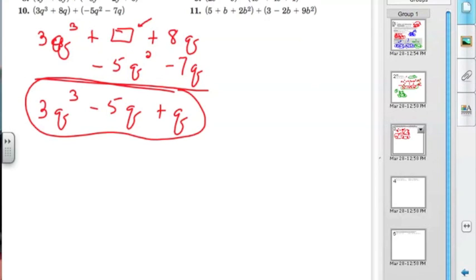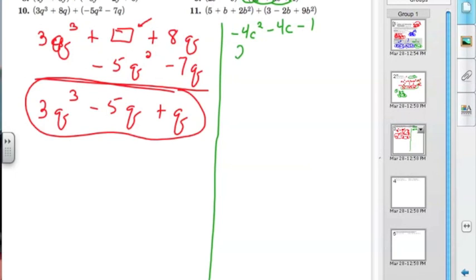Okay, so we'll do number 9, because that's a nice big distributive property there. We look at that negative because we're subtracting that second term. So this is going to distribute all the way through. So we have negative 4c squared minus 4c minus 1. And then I bring the second term down underneath. So I have 2c squared, and then I bring the 9 over underneath the 1 because it's a constant.